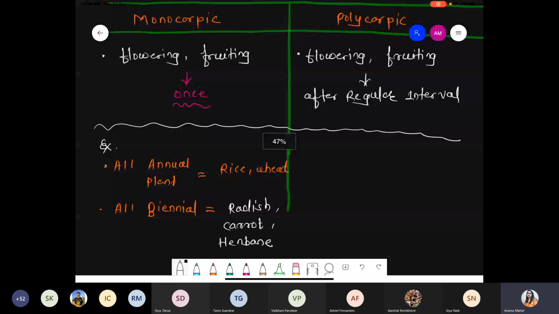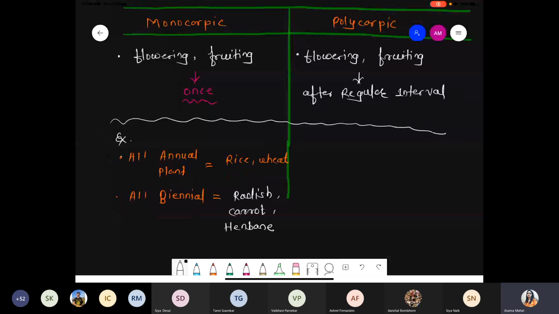So annual plant means what? During the vegetative growth, means all the three phases like juvenile phase, reproductive phase as well as the post-reproductive phase, all these three phases occur within 1 year. So such type of plants are called annual plants. Biennial plant means what? All these three phases like pre-reproductive, reproductive and post-reproductive, all those life cycle phases can be completed within 2 years. So such type of plants are called biennial plants.